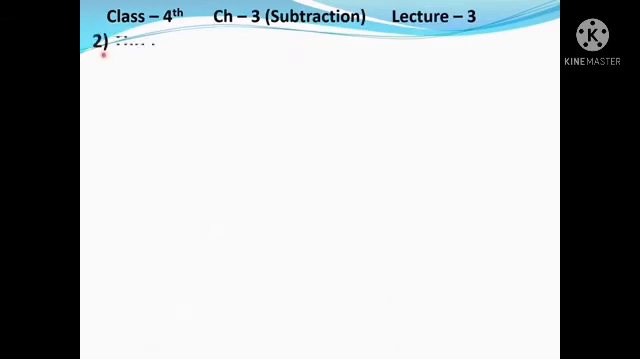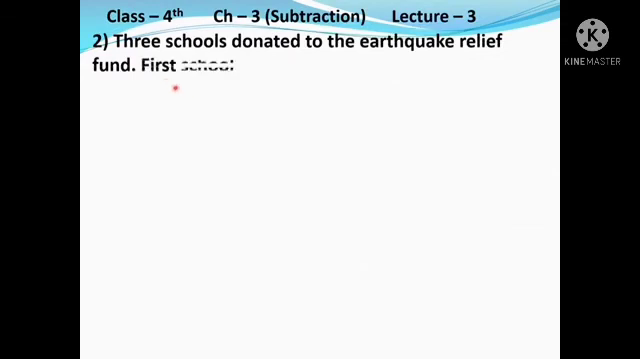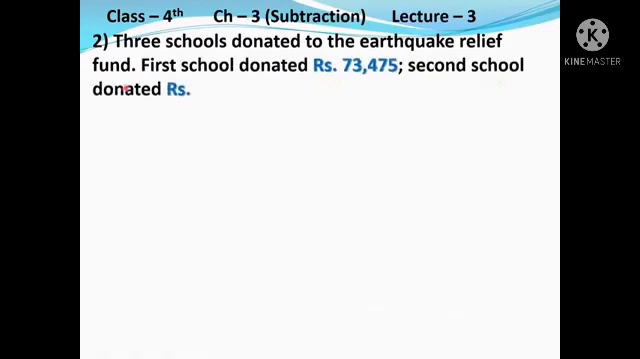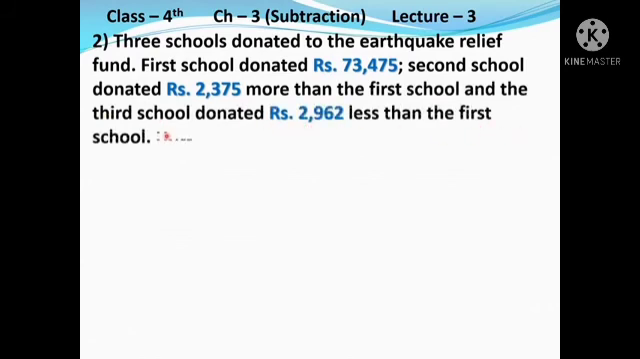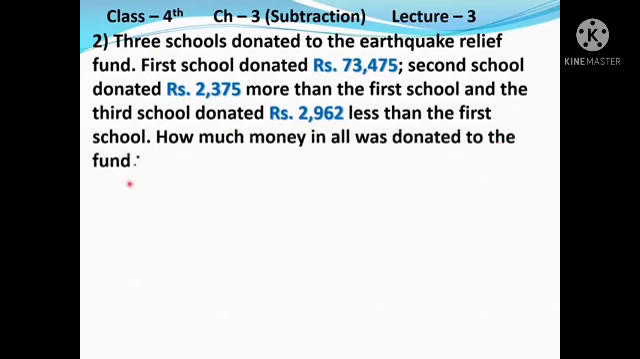Now, question 2. 3 schools donated to the Earthquake Relief Fund. First school donated rupees 73,475. Second school donated rupees 2,375 more than the first school. And the third school donated rupees 2,962 less than the first school. How much money in all was donated to the fund? See, first school donated rupees 73,475. Second school donated rupees 2,375 more than the first school.